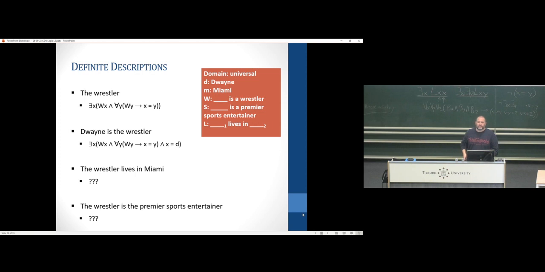Yes? Make the first example for the wrestler. You explain like where the universal, or like in English, what the universal y means and what that y variable stands for. Yes. So this is saying, again, the easy way to think about it is this first clause is telling us there's at least one thing that's a wrestler. And then the second one is saying for anything in the domain, if it's a wrestler, it's identical to our first object. So basically, this is a way to say there's at most one.